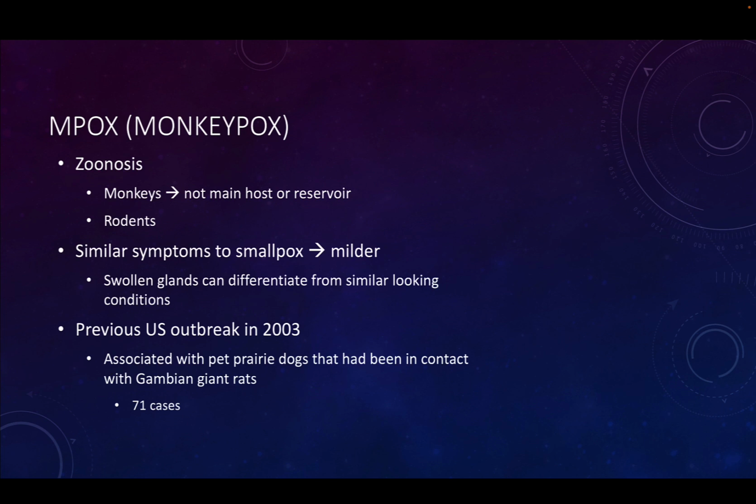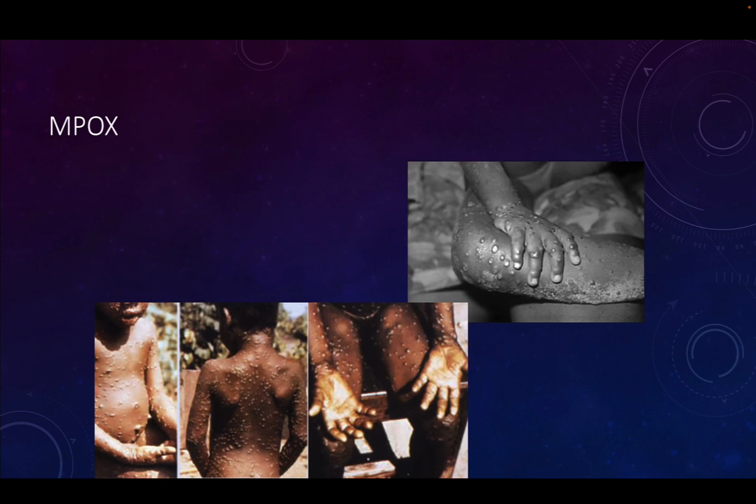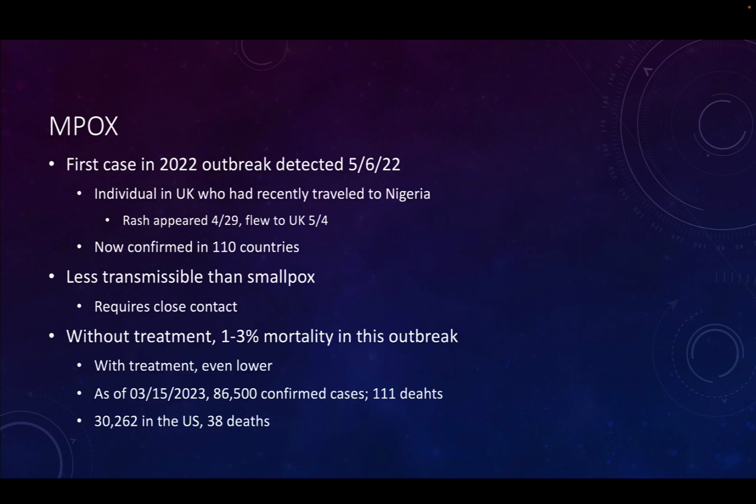There was a previous outbreak in the US in 2003 that was associated with pet prairie dogs. I did not know that there was a pet prairie dog trade, but apparently there is. And these pet prairie dogs had been in contact in some way with Gambian giant rats. And there were 71 patients who developed Mpox. And this is kind of where your textbook leaves off. So here are pictures of patients who have Mpox. You can see that the density of the lesions is not as significant as we see with smallpox.